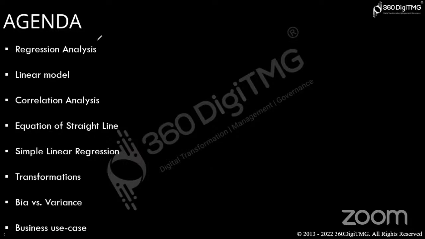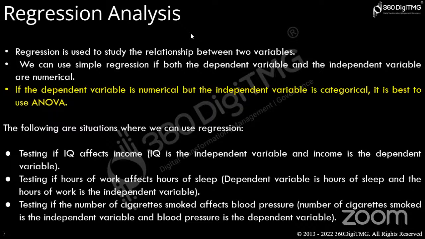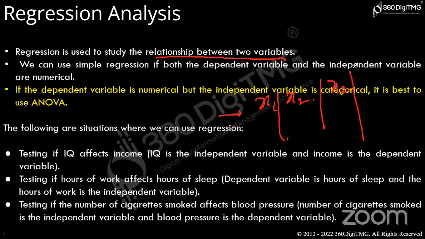Without wasting any time, let's get into the session. So regression, what is regression, guys? Regression is where you study the relation between two variables. Let's say when it comes to classification, what do we have? X1, X2, different inputs, and then we have an output. Obviously, it is supervised learning, so we should have labeled data.